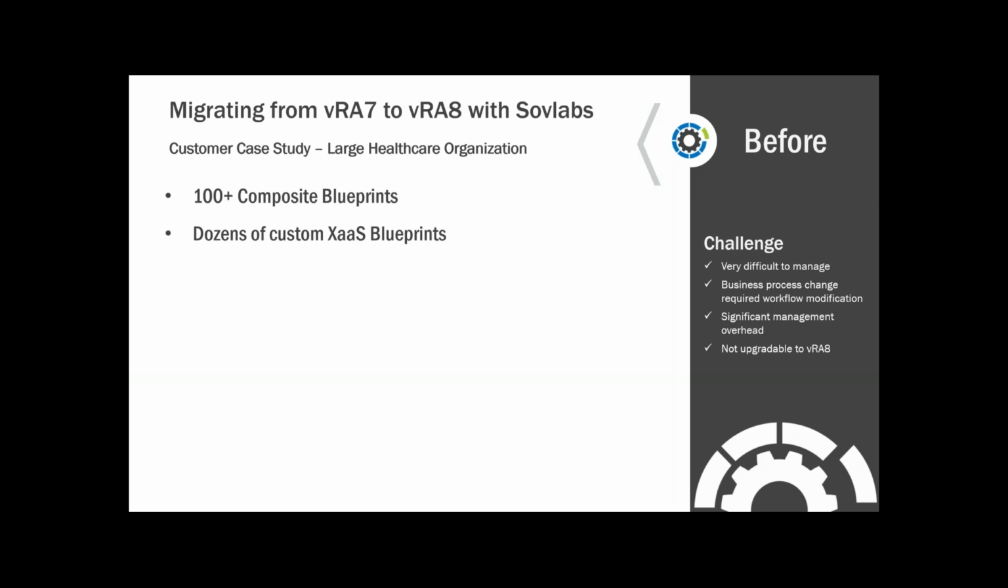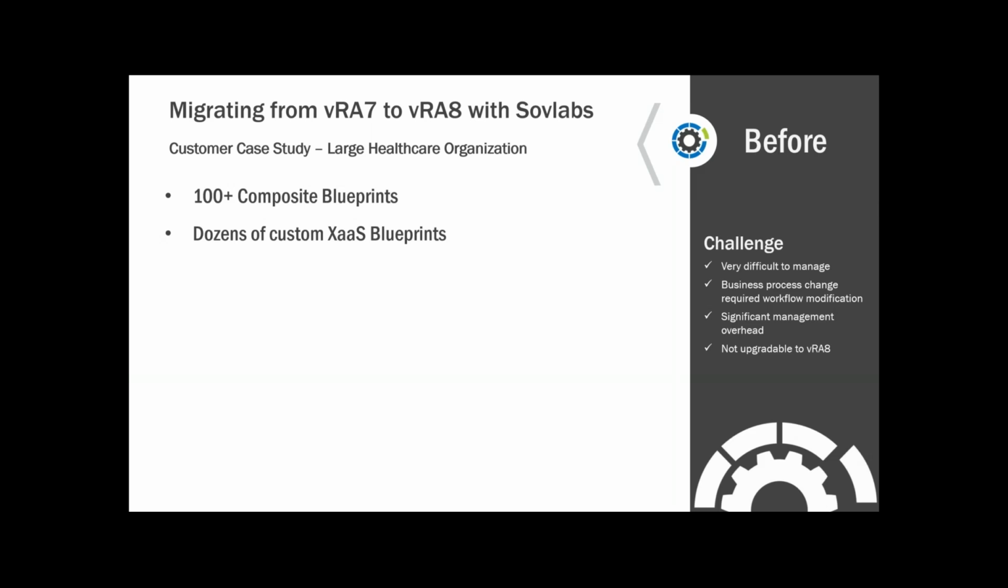So there's some challenges with vRA 7. Many of you probably have run into those, where there are certain things you have to determine up front before you submit the blueprint request, so that you can get the outcome that you want. So that's the situation they were in. They had dozens of these XaaS blueprints.